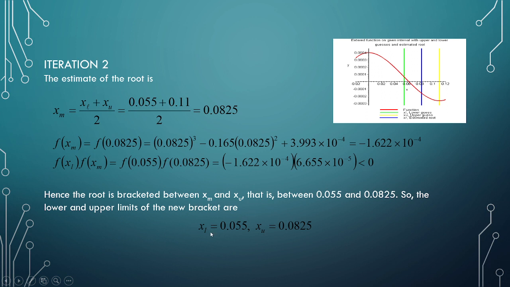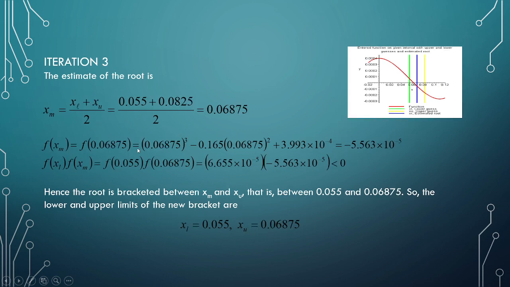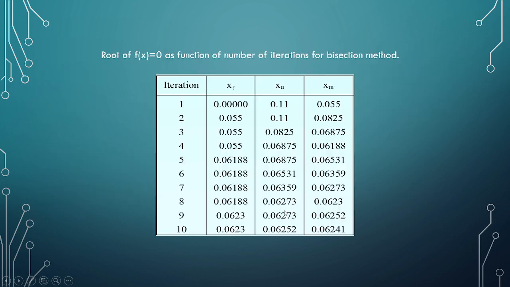So the new points are XL and XU here. For iteration 3, we got the value as 0.0687. For this, the product of the lower limit and midpoint we got here is less than 0. So XM and XU, the root is bracketed between them. It is between 0.055 and 0.6875. For this, we have done up to 10 iterations to find the radiation pattern of an antenna.